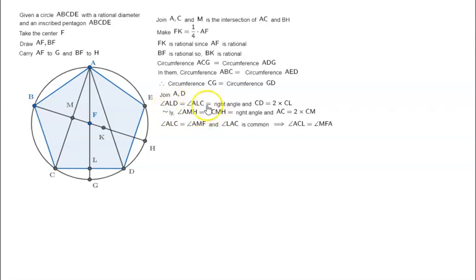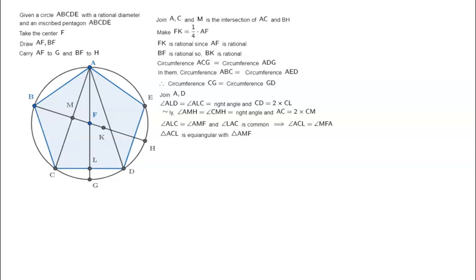So, since all these 4 angles are right angles, we can say angle ALC is equal to AMF, which is the same angle as AMH. And angle LAC is common. For which two triangles is angle LAC common? For these two triangles, LAC and FAM. So two angles are equal to two angles in these two triangles. That means the third angle will also be equal, which means angle ACL is equal to MFA. So triangle ACL is equiangular with triangle AMF.